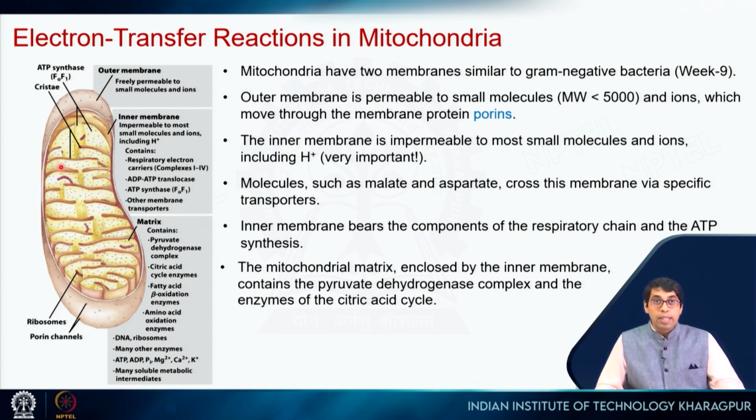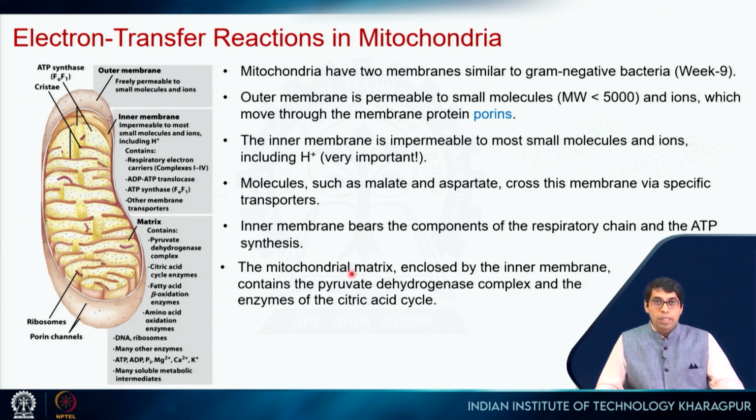The inner membrane is more impermeable, which means that it will not allow small molecules, ions and even hydrogen ions to pass through, and this is very important. Molecules such as malate and aspartate cross this membrane via specific transporters, which allow only those molecules. The inner membrane bears components of the respiratory chain and ATP synthesis. We will see this in more detail.